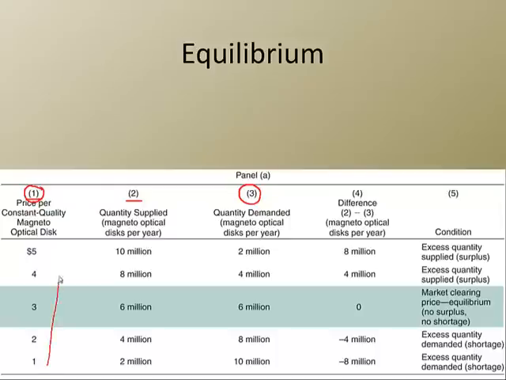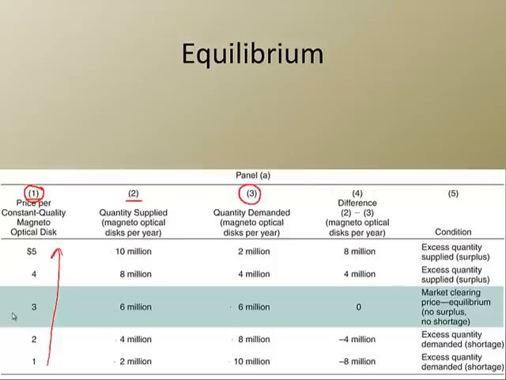As the price goes up, quantity supplied is going up from 2, 4, 6, 8, 10. And as the price increases, quantity demanded decreases. So we go from 10, 8, 6, 4, 2. So the market equilibrium is right here, highlighted, this row of 3, where we have the quantity supplied equal to the quantity demanded at that price.